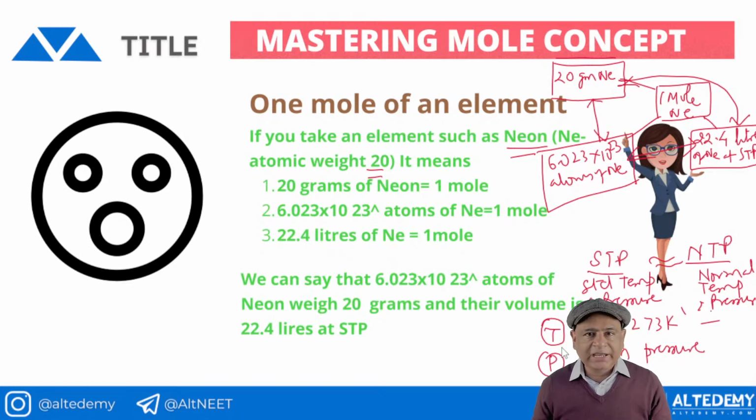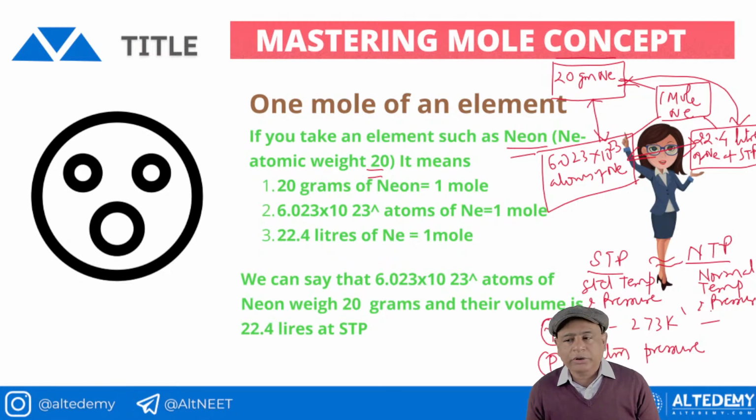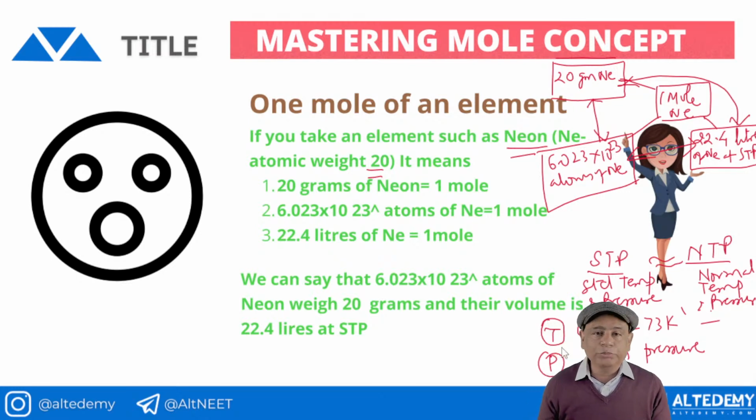Not to forget that STP means whenever you are talking about any gas, you need to specify very clearly at what temperature and at what pressure we are talking about the volume of a gas. Without talking about a particular temperature or pressure, talking about the volume of a gaseous substance is not acceptable, right? 22.4 liters at what temperature and pressure has to be mentioned. So STP is that. Okay, can we move ahead?